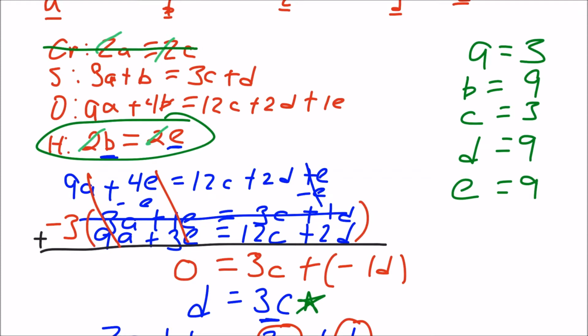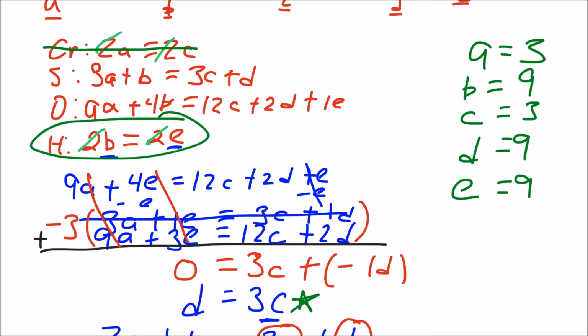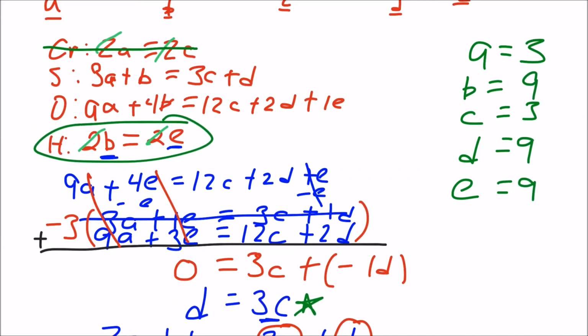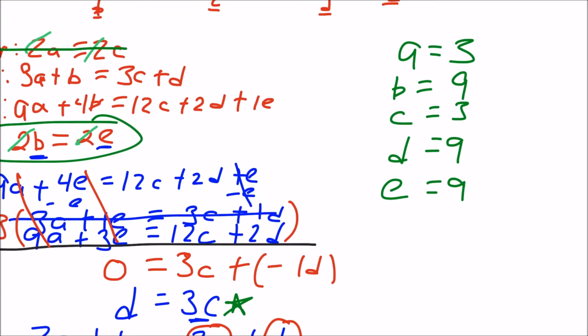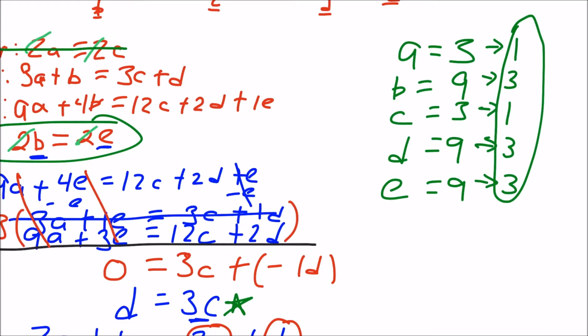Okay, so we have all of our variables figured out, but they're not in their lowest whole number ratio, which is a requirement. So we need to go ahead and reduce that by dividing everything by 3. So that means we get 1, 3, 1, 3, 3. Okay, and those are our balancing coefficients.